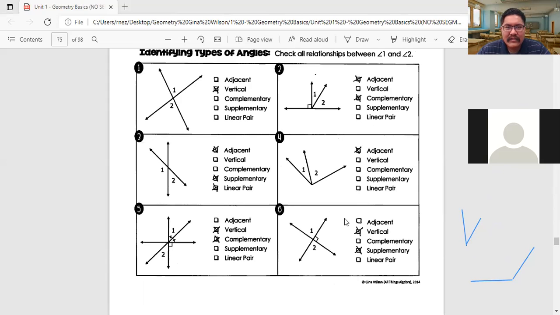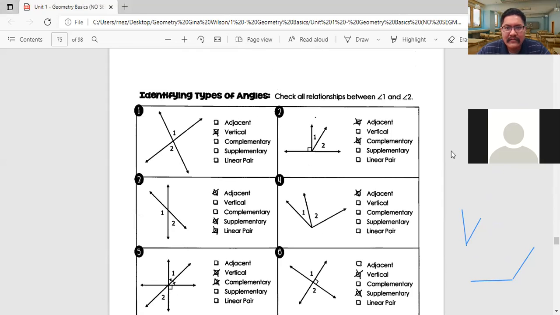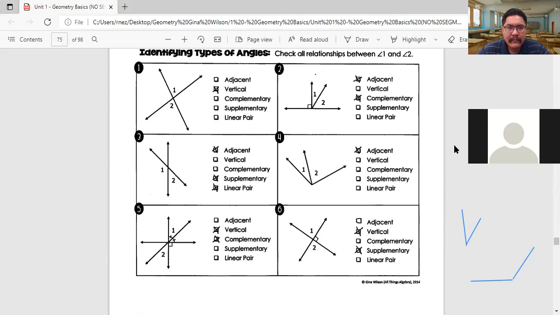And this one's just sort of a checkbox thingy. I'm not sure if you can see the top part there. It just says identifying types of angles. So check all the relationships between angle 1 and 2. All right, so what are these here? We have a couple of options.